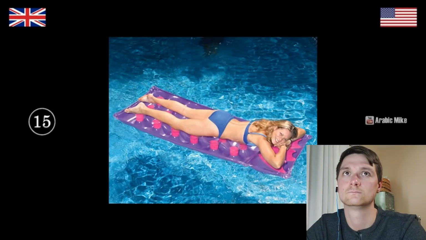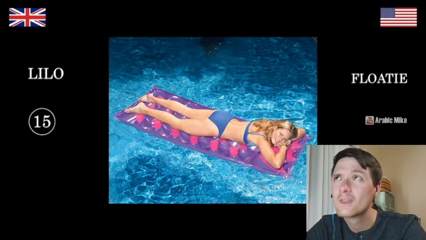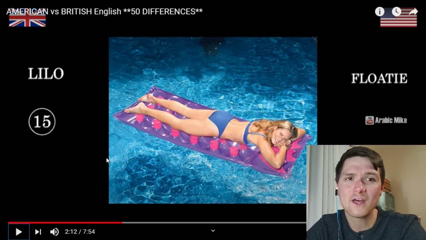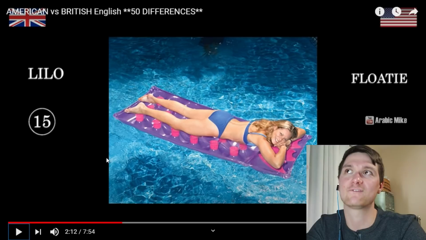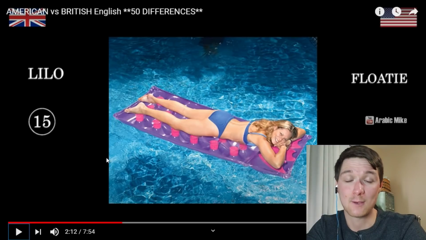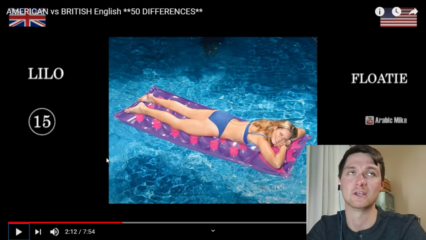What's this girl lying on? A floaty. A lilo. A lilo? What the hell is a lilo? At least a floaty makes sense. It floats. Floaty. But lilo? I'm sure someone's gonna comment below and be like, no, lilo totally makes sense. But at least to me, it doesn't. Because it's a floaty. It floats.